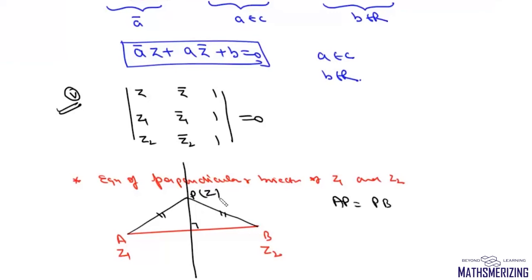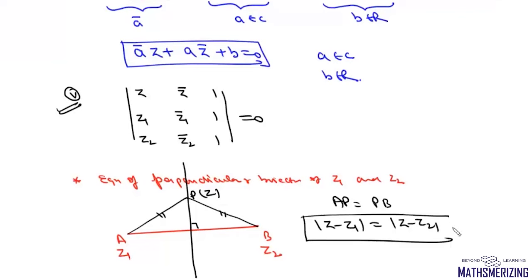Now say this point is Z. In complex numbers, any distance is given by modulus. So this distance AP is mod of Z minus Z1, and this PB is mod of Z minus Z2. So that is another way to write the equation of a straight line. If we are given any equation which is mod of Z minus Z1 equals mod of Z minus Z2, it again represents a straight line, which in this case is the equation of the perpendicular bisector of AB.